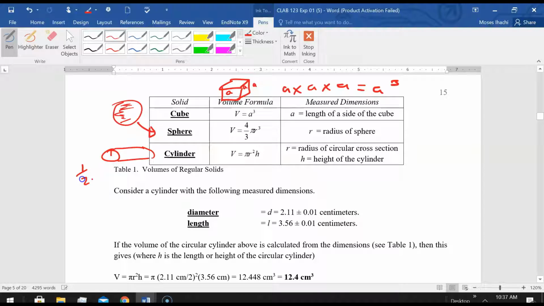The radius is half the diameter. So use the r squared times pi in your calculator times the height, which happens to be the length. So height or length, you're going to get the volume of a cylinder.